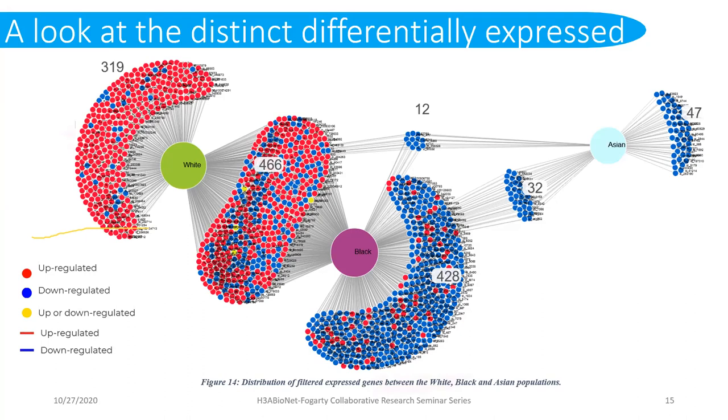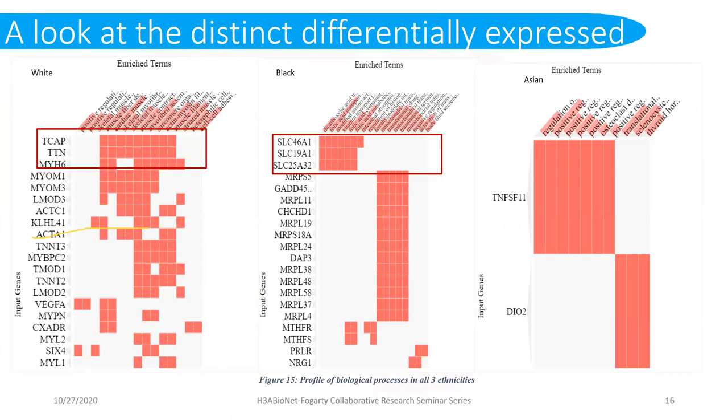Thus, we performed a further study to assess the enrichment patterns in genes that were exclusive to each of the groups, that's the white, the Black, and then the Asian population. And then for the white population, the genes were found to be enriched in processes involved in cardiac muscle fiber development, myofibril assembly, muscle filament sliding, and actin myosin filament sliding.